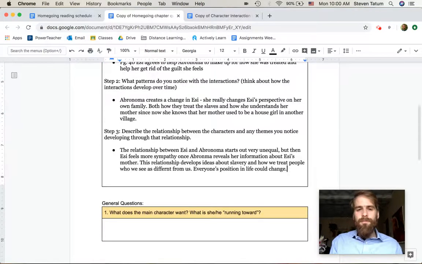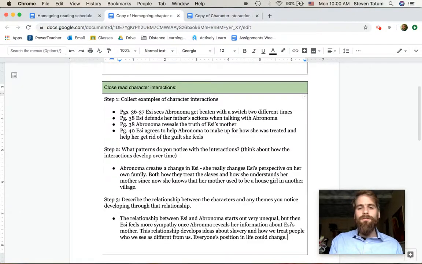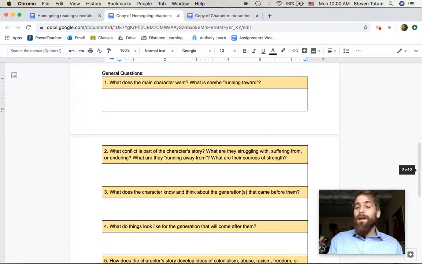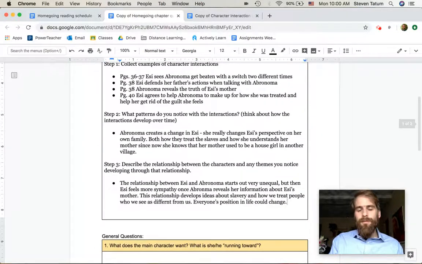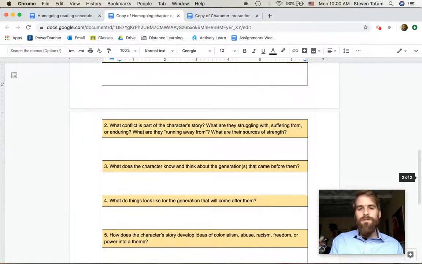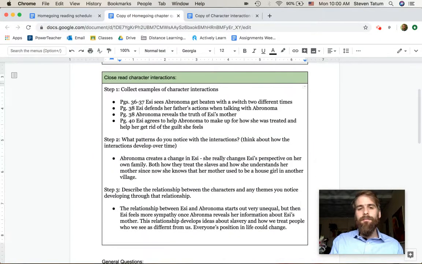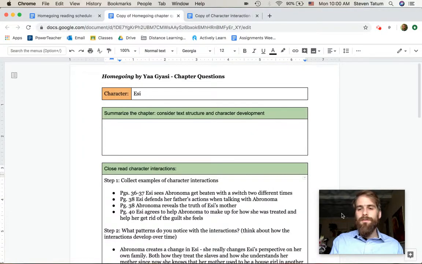All right, so that's just some thinking that I'm asking you to do, to focus really on character interactions as you're reading your chapter. I know it's a lot of questions to answer. Do your best. None of this has to be complete sentences or anything. These are just tools to help you make meaning of these chapters, and it's things that we can talk about when we come together after reading the chapters.